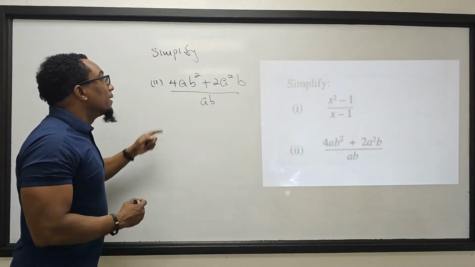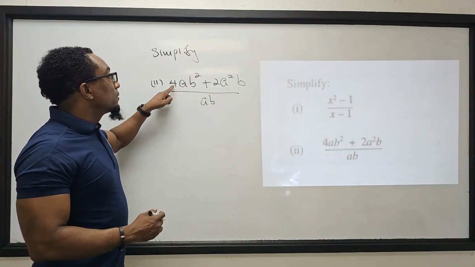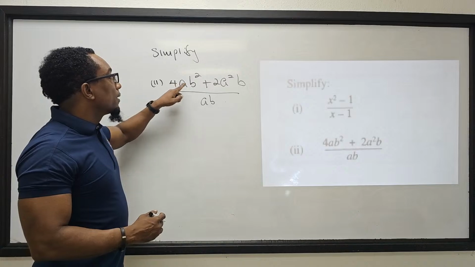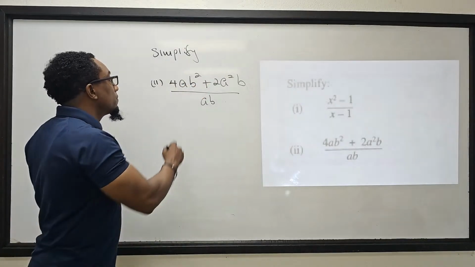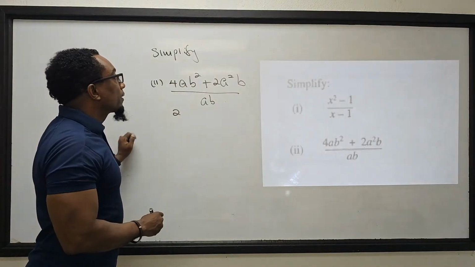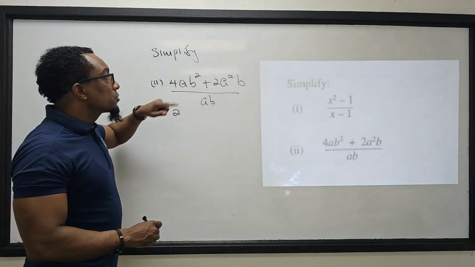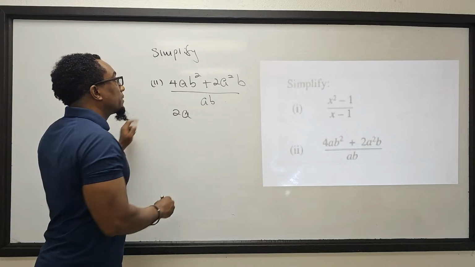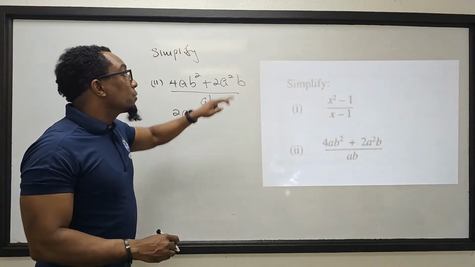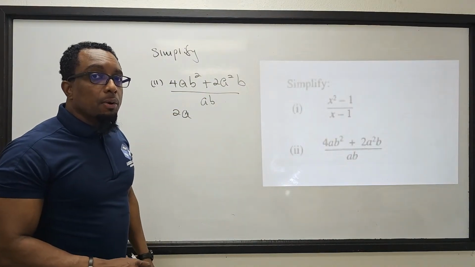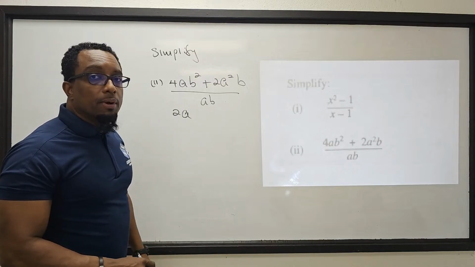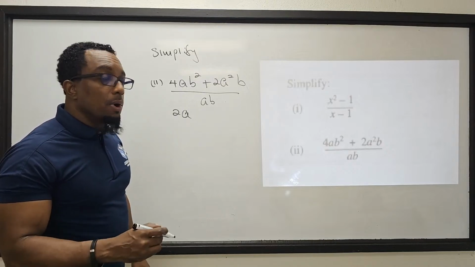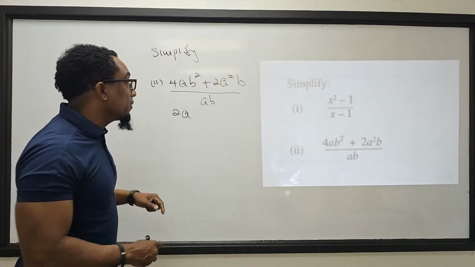So if we look, what is common to 4 and 2? Clearly it's 2. If we look, a is also common, so you can take out a, of course a with the lower power, which is a to the power of 1. B is also common, so I can take out b. B is, of course, b to the power of 1, that's the lower power, so I take it on as a factor.